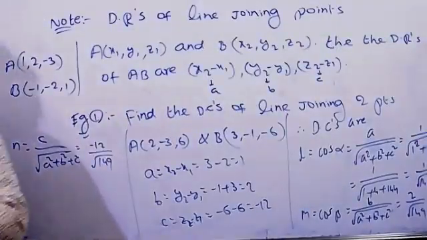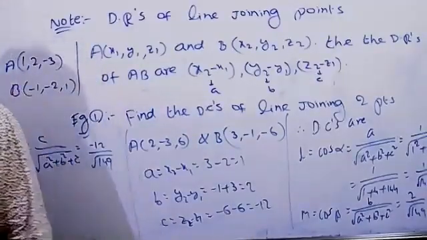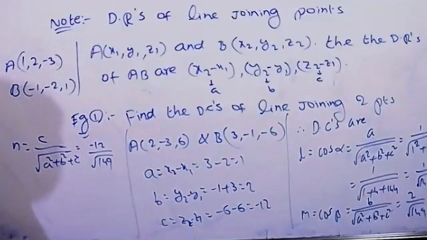Same procedure. First we have to find the direction ratios, that is x2 minus x1, y2 minus y1, and z2 minus z1. Then you can find the values of l, m, n. l equals a by root of a square plus b square plus c square, m equals b by root of a square plus b square plus c square, and n equals c by root of a square plus b square plus c square.